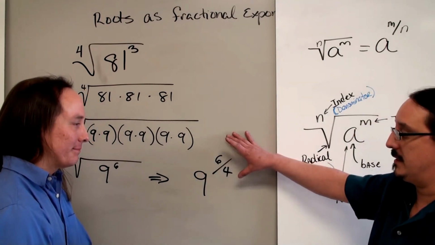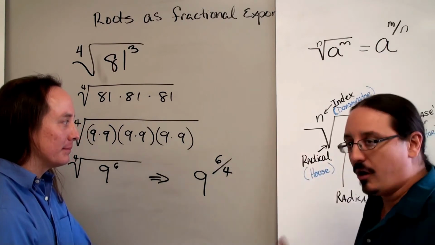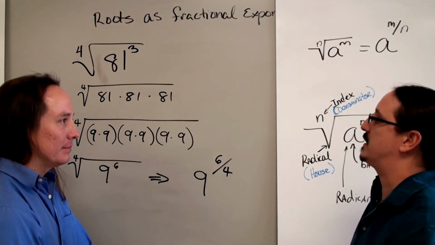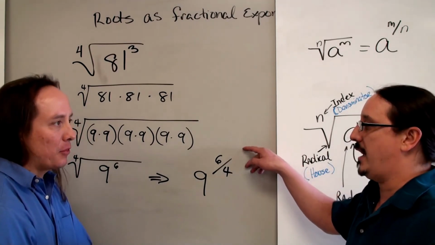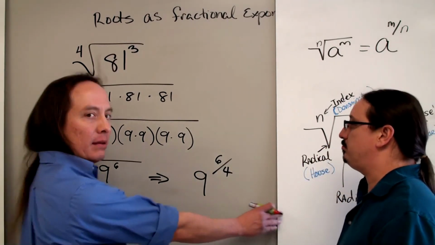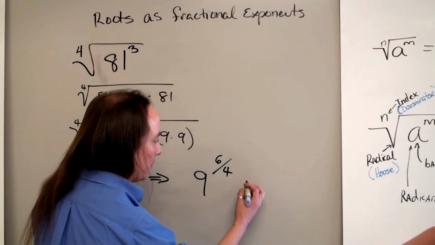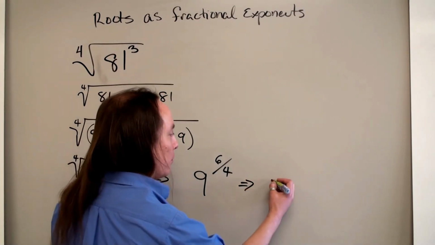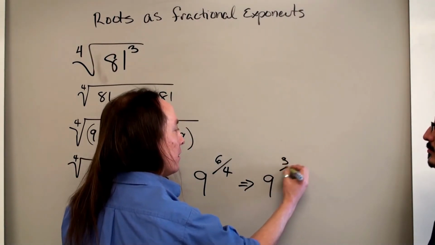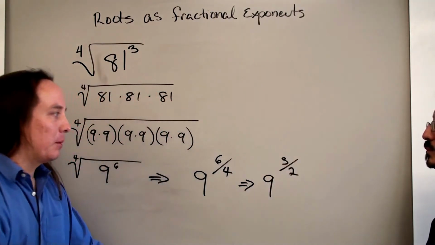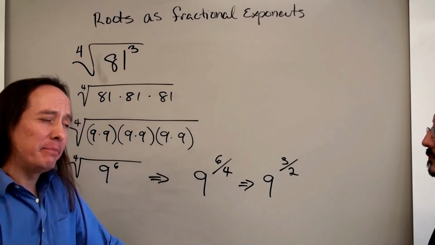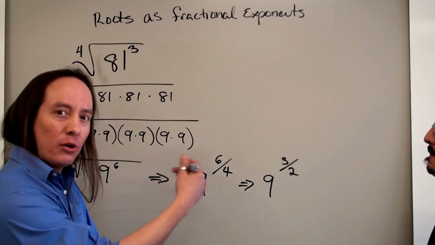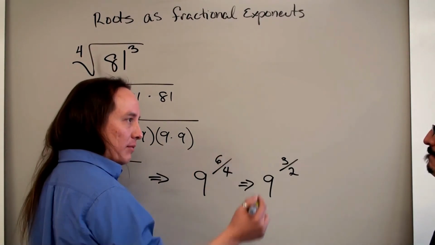If we reduce this, because we can reduce this, even though we're still dealing with roots, it still holds all the properties of a fraction. So this could be 3/2. We have plenty of room, let's keep going. So 9 to the 3/2. We're just reducing the fraction to its lowest terms. It's still improper, right? So could I rewrite it one more time with 1 and 1/2? Yes.